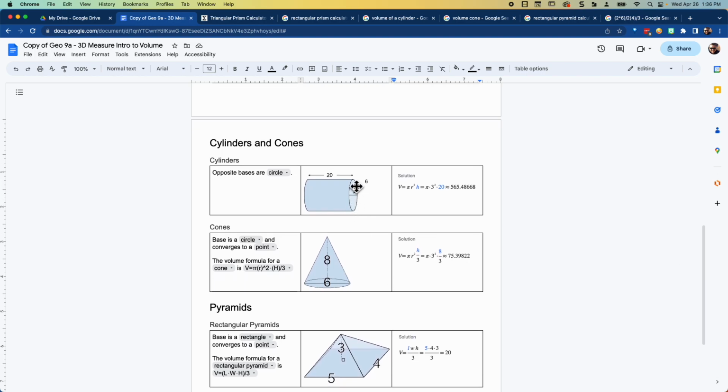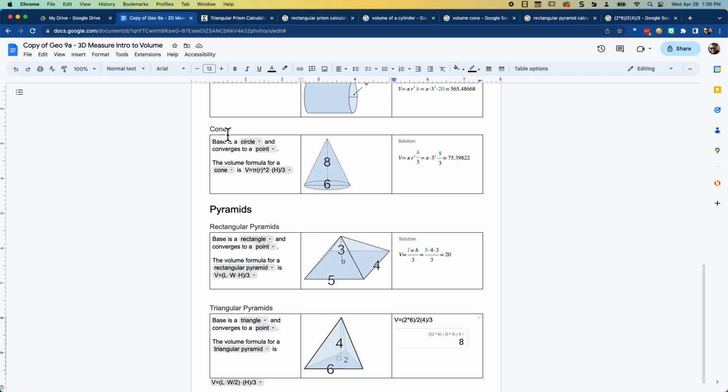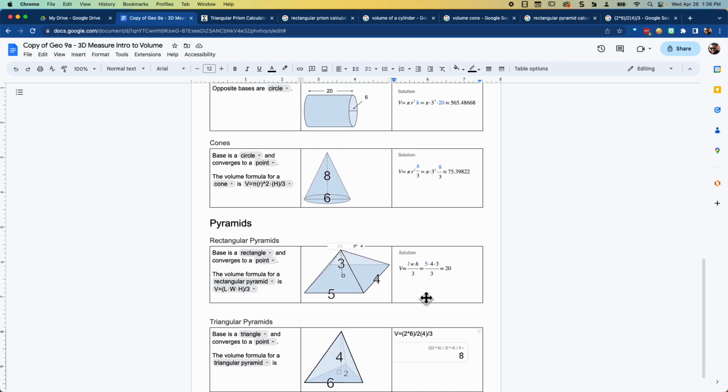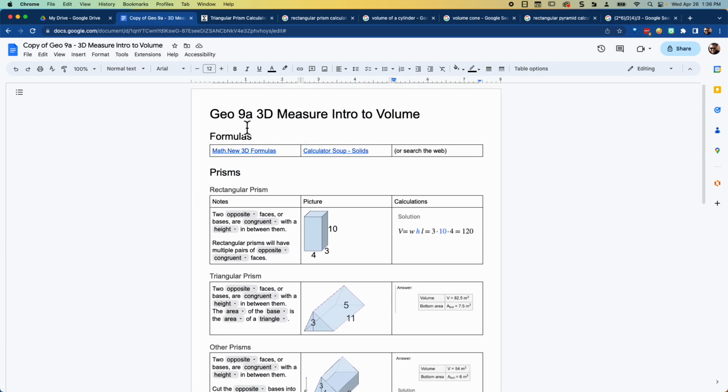If it's a cylinder, the area of that base is that pi r squared, and then we multiply by the height. Down here, we have the area of the base, and it is different because once we're looking at cones and pyramids, we have to also divide by 3. That times 1/3 is part of the formula. There we go. That's the end of these notes for 9A. Next, take a look at 9B.